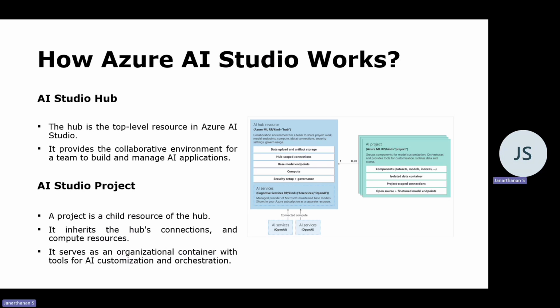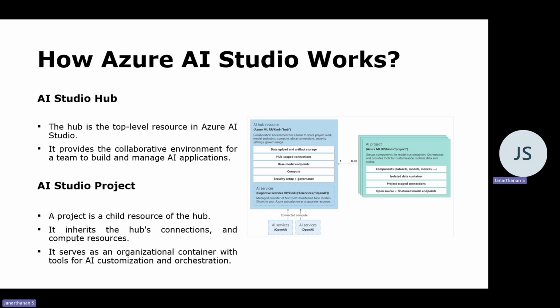The Azure AI Studio project is a child resource of your AI Studio Hub, where it inherits the connections and your compute resources. These are the two major elements you are going to inherit from the Azure AI Studio Hub. And this Azure AI Studio project acts as an organizational container for all your customization as well as orchestration related components.